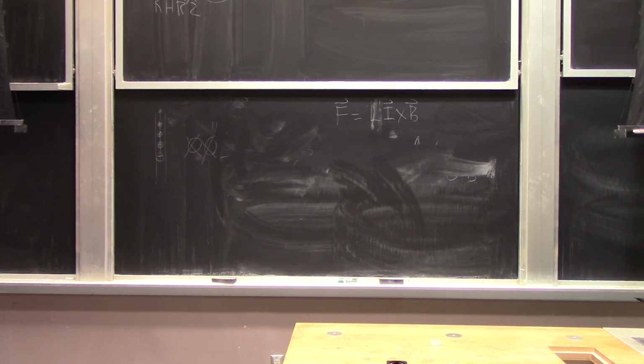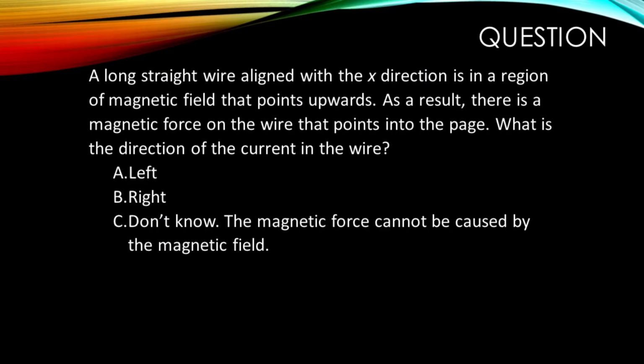Okay, this one says a long straight wire is aligned with the x direction in a region of magnetic field that points upwards. As a result, there's a magnetic force on the wire that points into the page. What is the direction of the current flowing in the wire? Okay, so go ahead and think about this one.